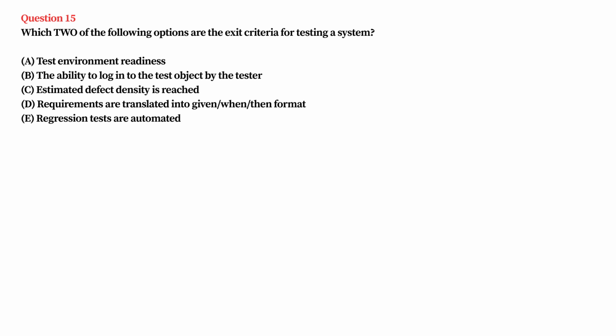Answer A is not correct. Test environment readiness is a resource availability criterion, hence it belongs to the entry criteria. Answer B is not correct. This is a resource availability criterion, hence it belongs to the entry criteria. Answer C is correct. Estimated defect density is a measure of diligence, hence it belongs to the exit criteria.